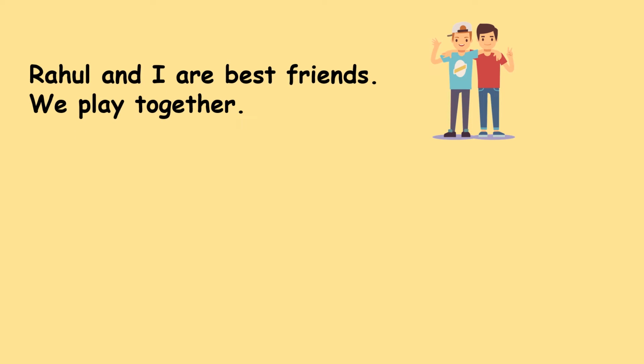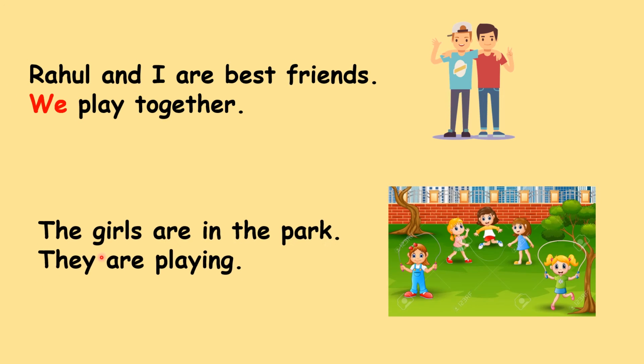Now I'm doing plural pronouns. Here is the sentence, Rahul and I are best friends. We play together because it is Rahul and I. When you are talking about yourself with somebody else, you use the pronoun we. There are two of them. So you use the pronoun we.